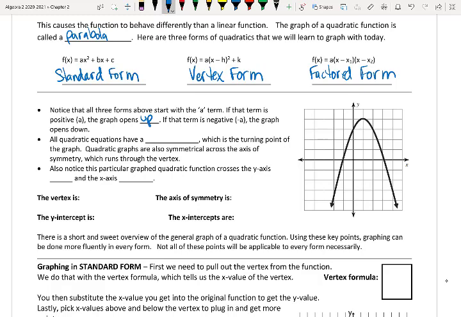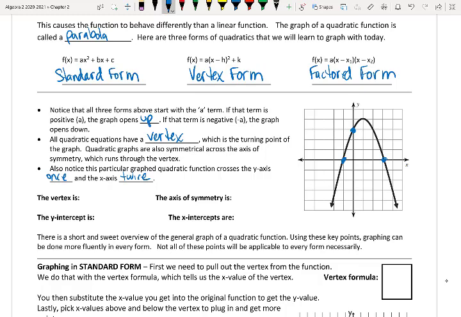All quadratic equations, we know, have a vertex, which is the turning point of the graph. They also have that AOS we talked about yesterday and the day before, which goes through the vertex. Here, notice this particular quadratic equation that we've graphed crosses the y-axis once, right here at 0, 3. On the x-axis, twice, two different spots, here and here.